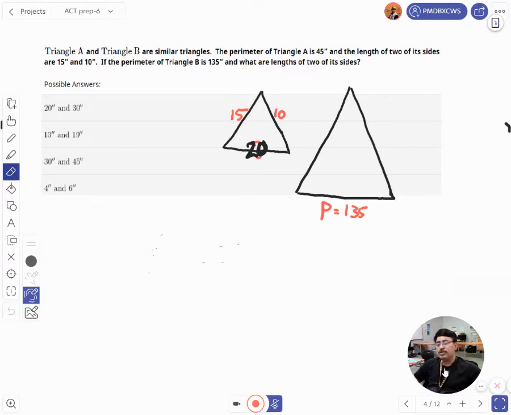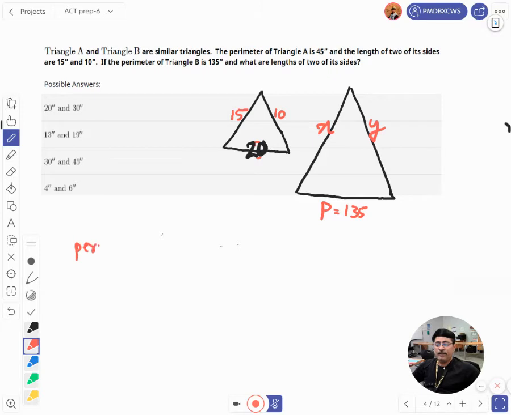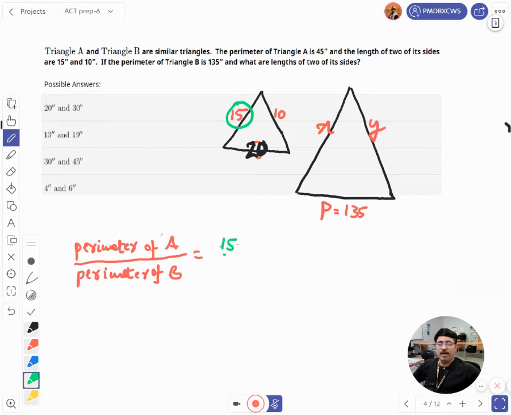Okay, so let me assume the corresponding sides as x here and y here. There is a rule that the perimeter of the first triangle over the perimeter of the second triangle equals the corresponding sides. That means for the first one, I am taking 15 in the numerator, and in the denominator I have to take the corresponding side, which is x.